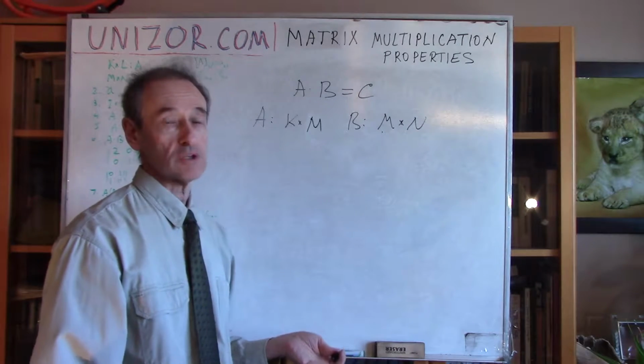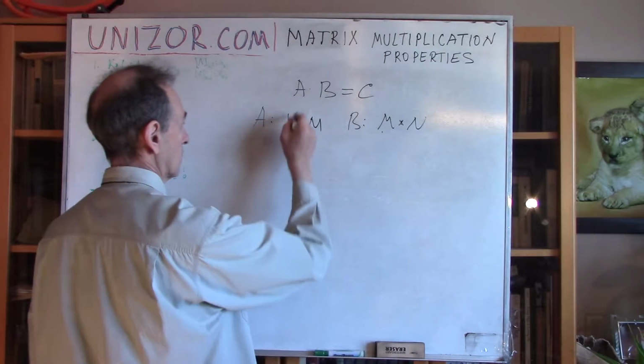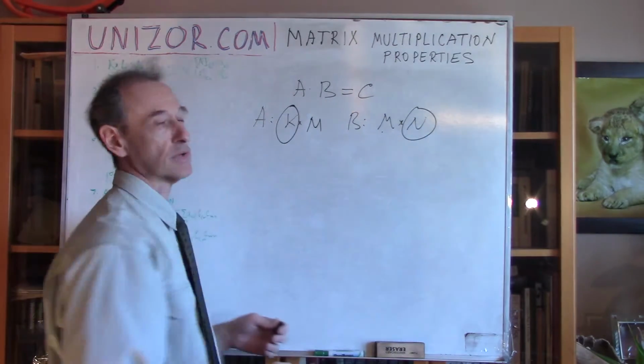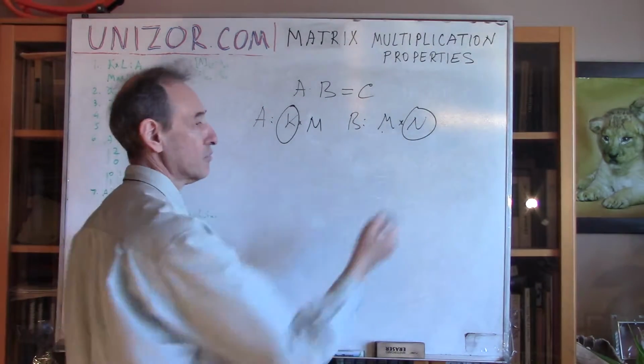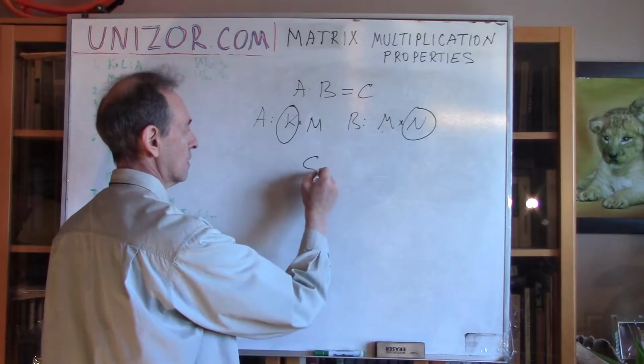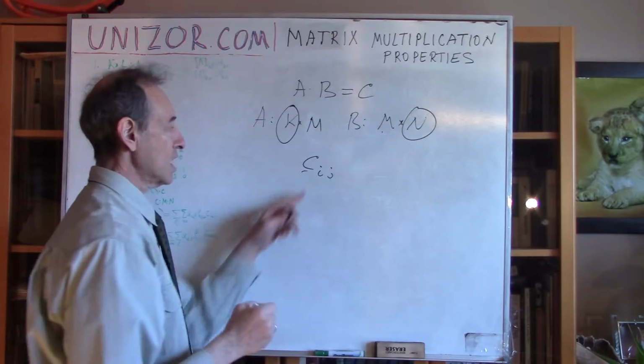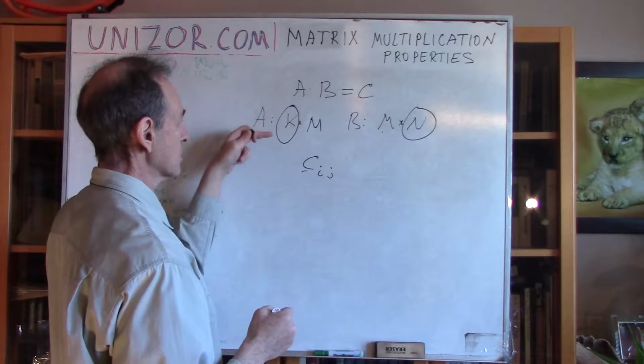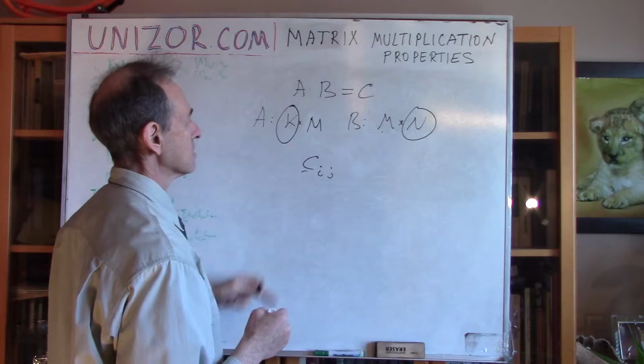And what's the dimension of the result? Obviously this is the number of rows and this is the number of columns. Again, from the same formula, because the index I can be changed anywhere from the beginning of the number of rows in A to the very end, which means from 1 to K in this case.